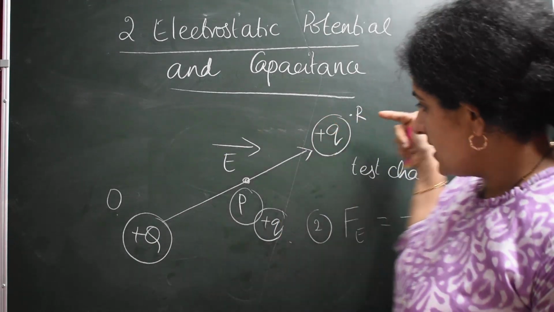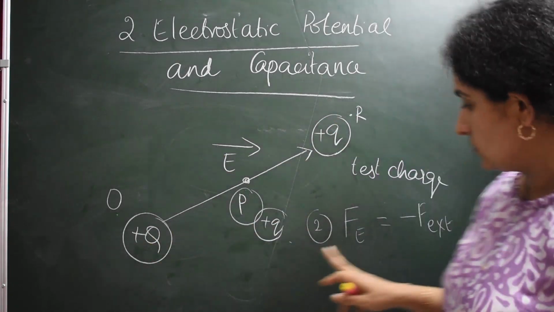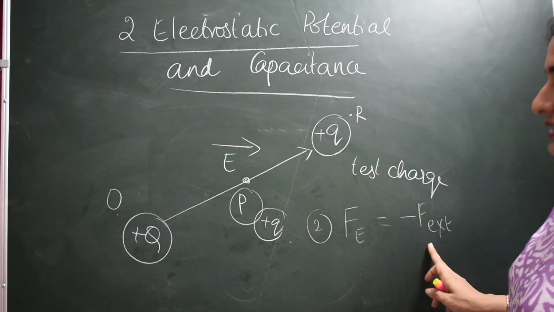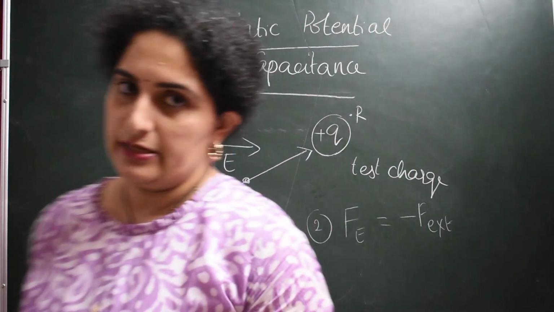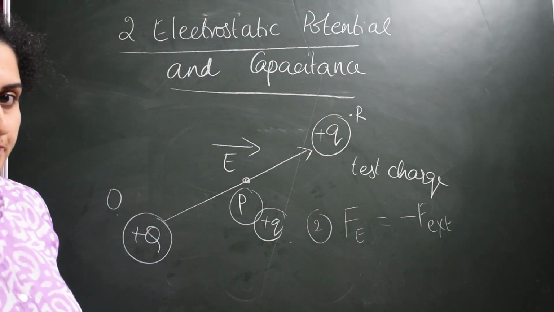Fe is in this direction and the work done is in the opposite direction. So it is in this way: Fe is equal to minus F external. So when you have the force here, you can calculate the work done.